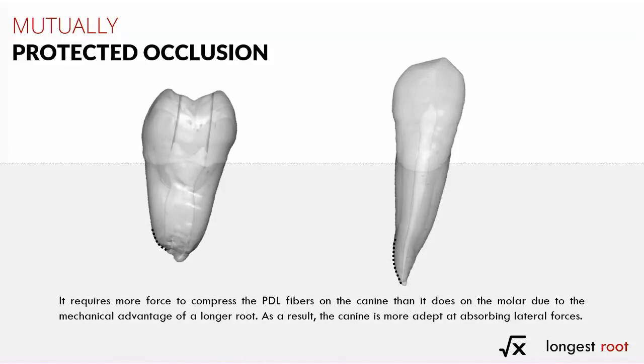So the canine is most adept at absorbing those lateral forces. So even though the molars may have a greater surface level of PDL fibers, it's the length of the root that really gives the canine the big advantage in this particular scenario. Okay? So longest root, yes?